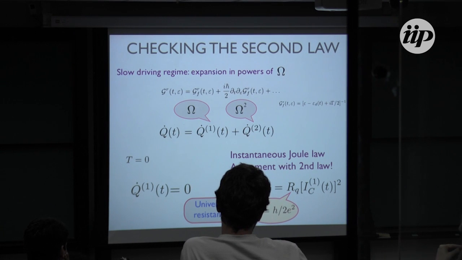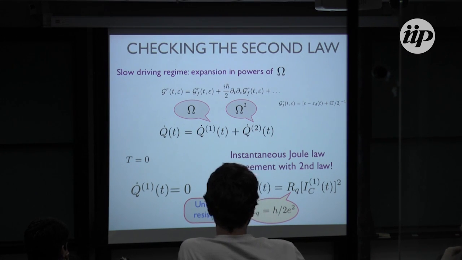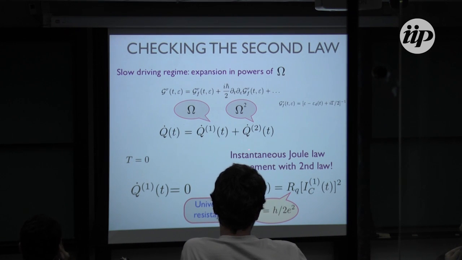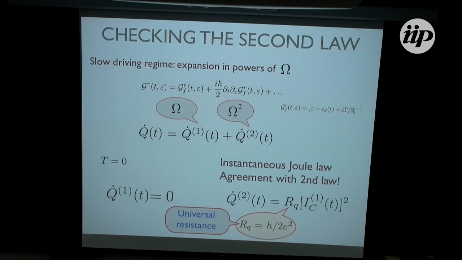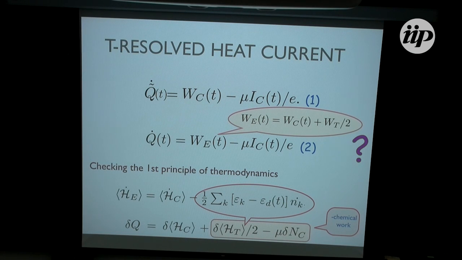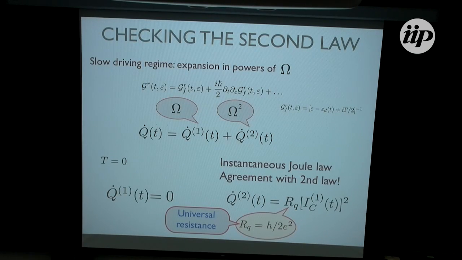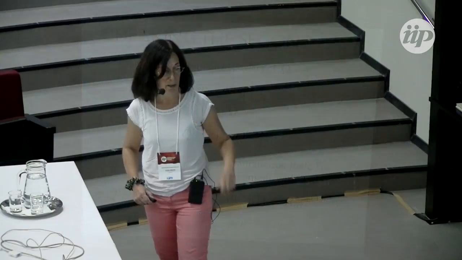In fact, we proved that if we consider the second definition, the one including also half of the contact term, we have this nice Joule law for the heat flowing into the reservoir as a function of the instantaneous value of the charge current. This resistance here is the universal quantum of resistance, which is given by this number.